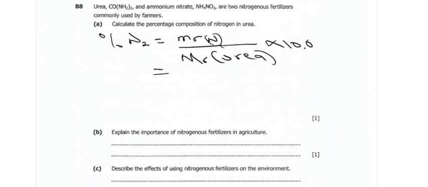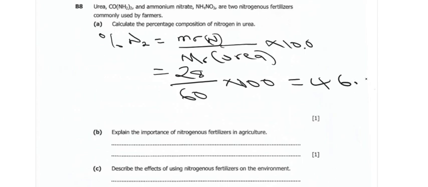Then the molar mass of nitrogen, that is 28, over the molar mass of urea, it is 60, multiplied by 100, and we get 46.666, rounded off to 2 decimal places, it will be just 46.67.